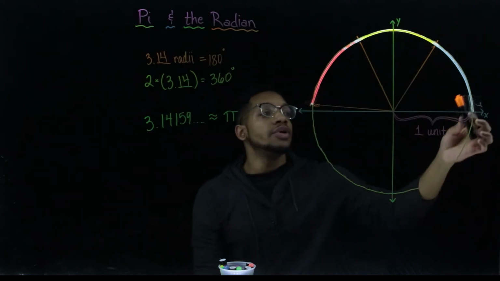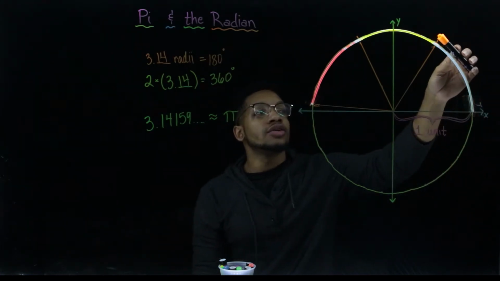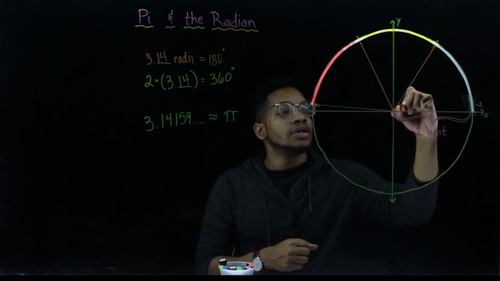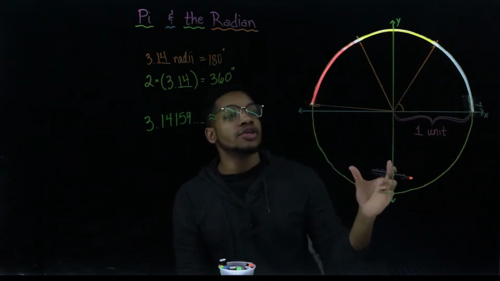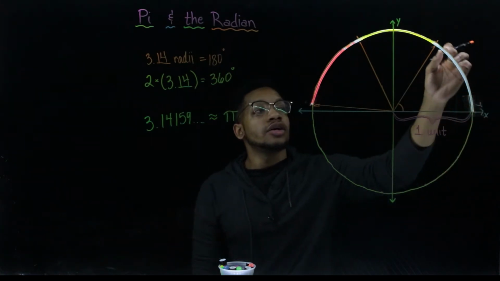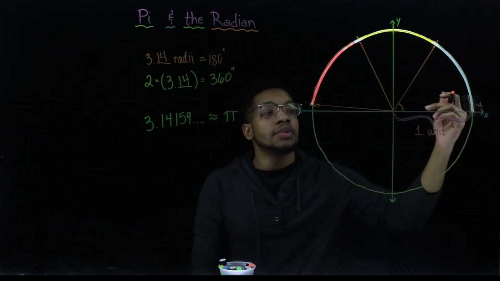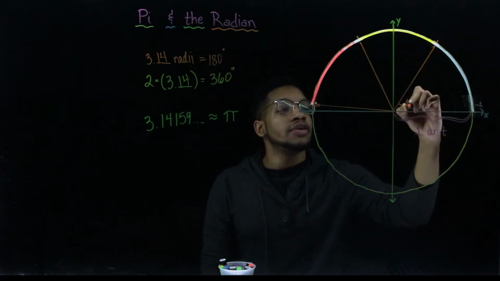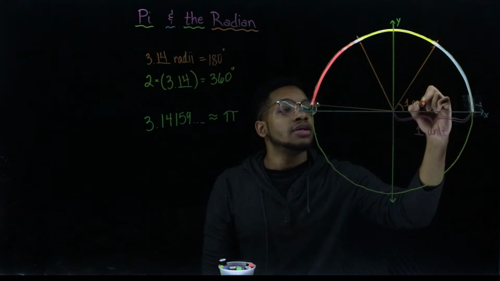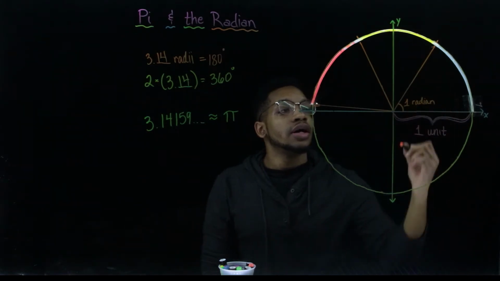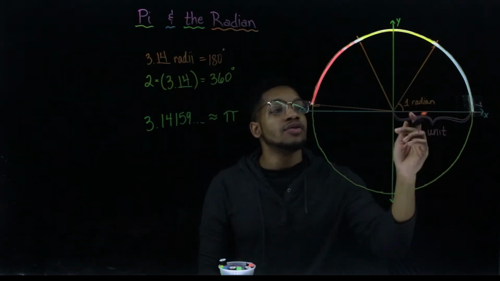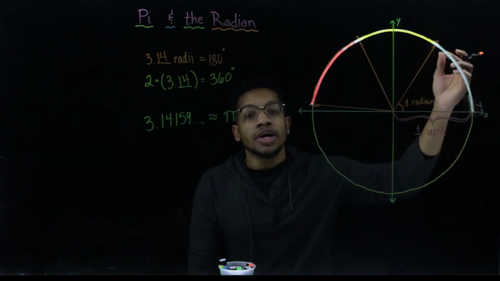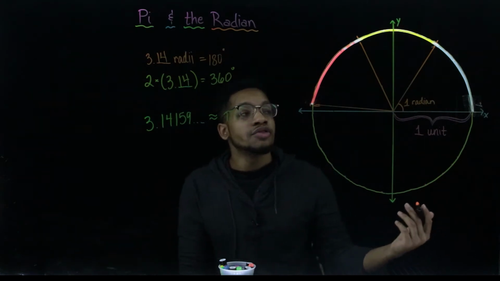So each time we ran one radius along the circle, it created an angle. And that angle is special because it is created by an arc that's the same length as the radius, and that's what makes it special. And because it's so special, they gave it the name a radian. And that's what a radian is. It's the angle that's created from an arc that's the same length as the radius. So that's why they sound alike, radian and radius.